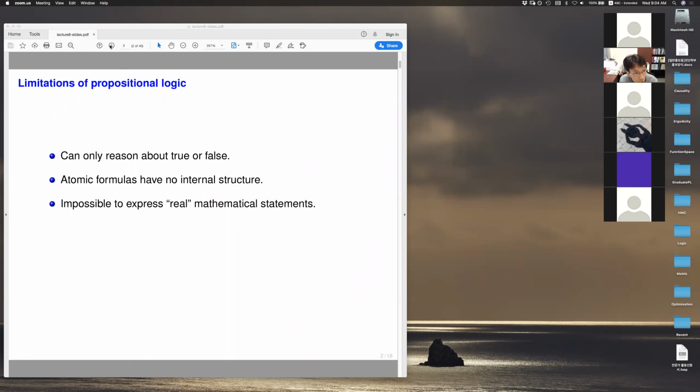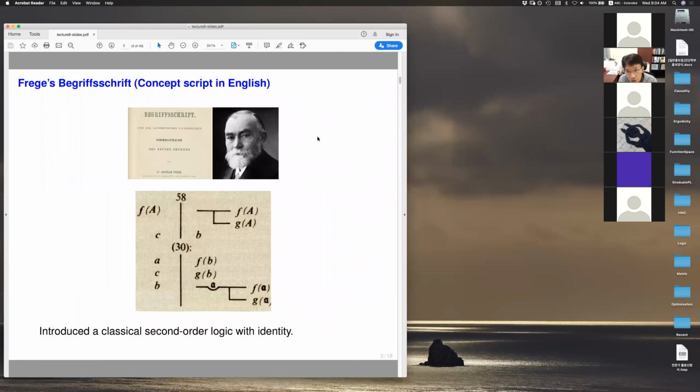Yesterday I told you about some of the very early work that introduced first order logic. That's the work by Frege, who introduced essentially what is nowadays called classical second order logic with identity. The innovation he came up with is the notion of quantification. He's the one who introduced universal and existential quantification into logic. Another person who did this is Peirce, a logician in the US.